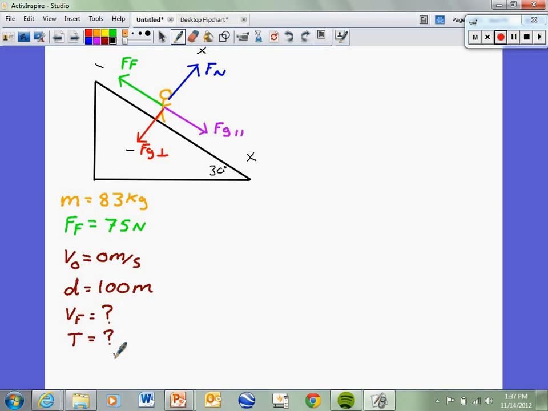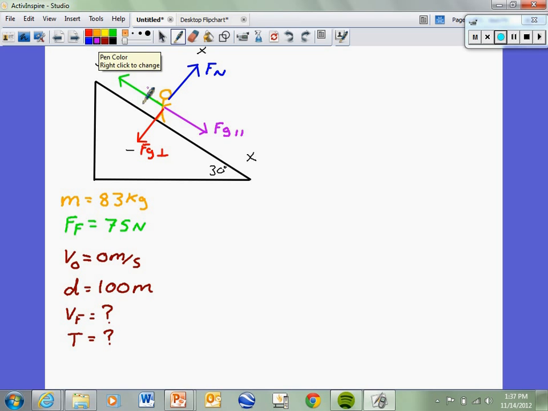In this particular problem, we're combining our forces things and our kinematics variables. Whenever we do this, we look to see what we're solving for, and in this case, it's kinematics variables. Since we're looking for kinematics variables, we're going to start in forces and find acceleration.